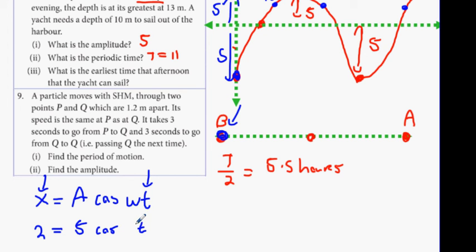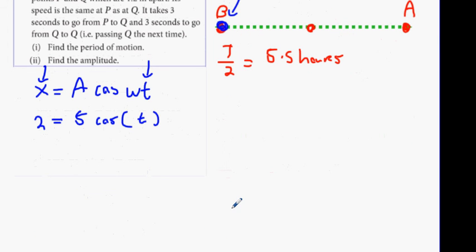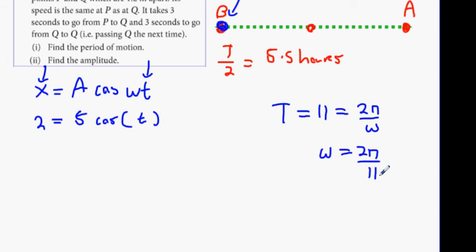Look at this, this is an important one. We said that capital T is 11. And 11 equals 2 pi over omega. Cross multiply, omega equals 2 pi over 11. Substitute in 2 pi over 11, so it's going to be 2 pi over 11 t. And here's the fun part. Bring down the 5. 2 over 5 equals cos of 2 pi over 11 t.